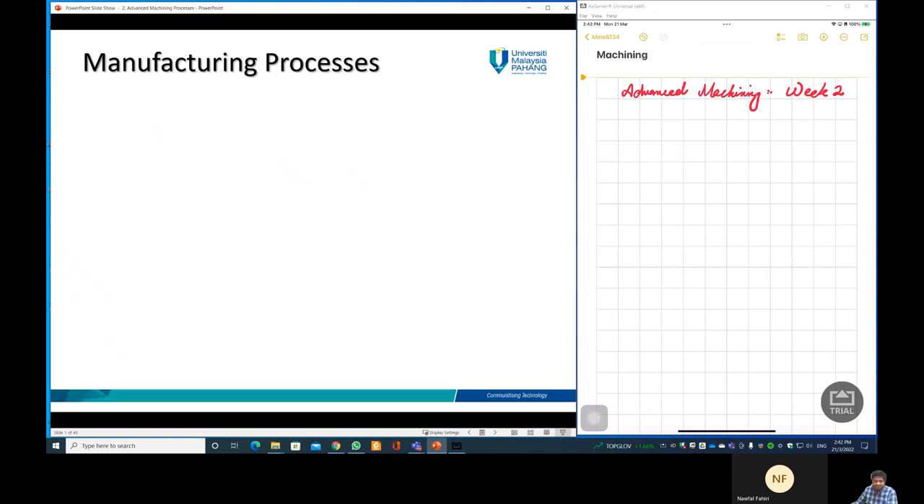So basically, what is machining? And then what is the difference between the normal type of machining, which is conventional machining, and then specialized machining processes, which are basically available currently in the current technology.